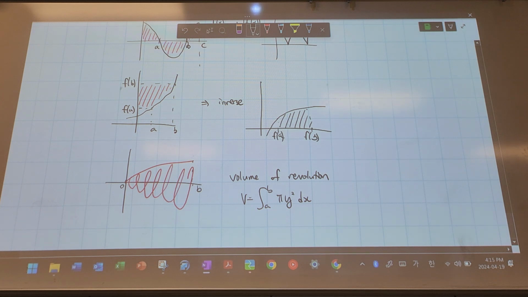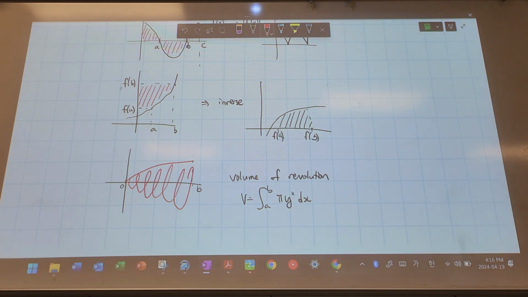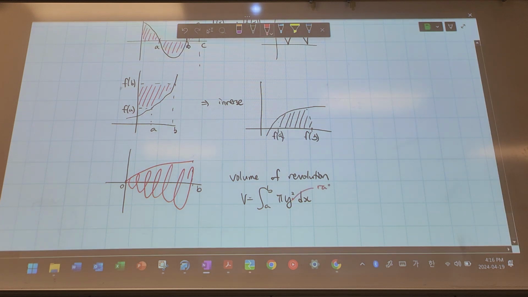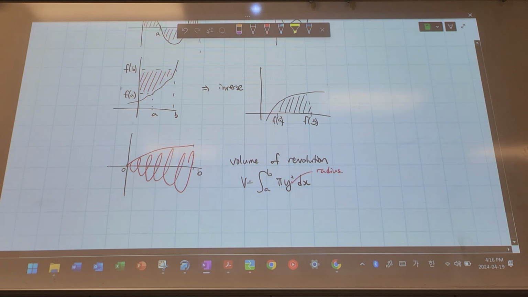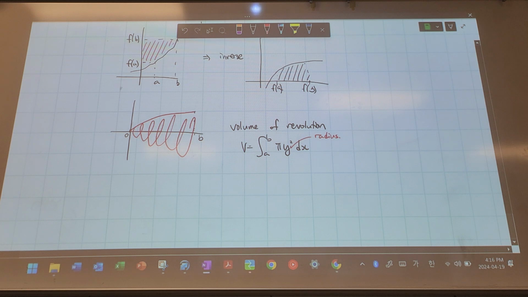Okay. Why is it y squared? Y represents the radius. It's just a function, f of x, squared, right? And you put pi on the outside because it's a constant. Okay.